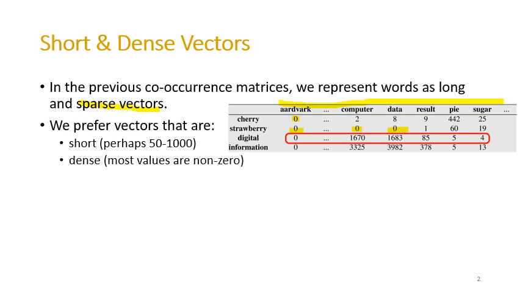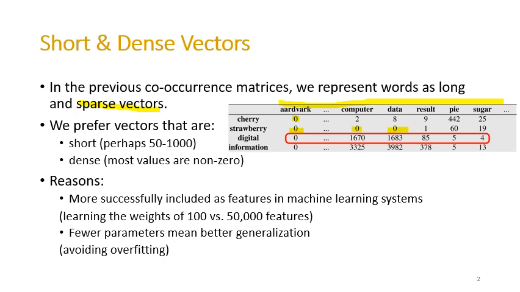We actually prefer vectors that are short. Perhaps the dimension is just 50 or up to 1,000. And then we also prefer dense vectors. By dense, I mean that most values in the vectors are not 0. The reasoning behind that preference is that, first, when we use these vectors as the features in machine learning systems, usually shorter and denser vectors perform better.